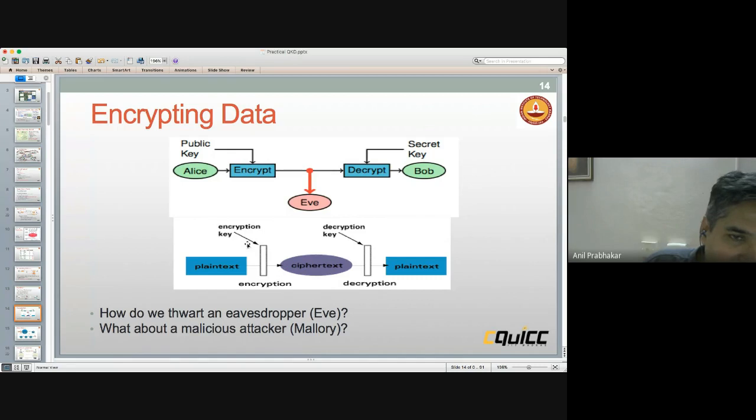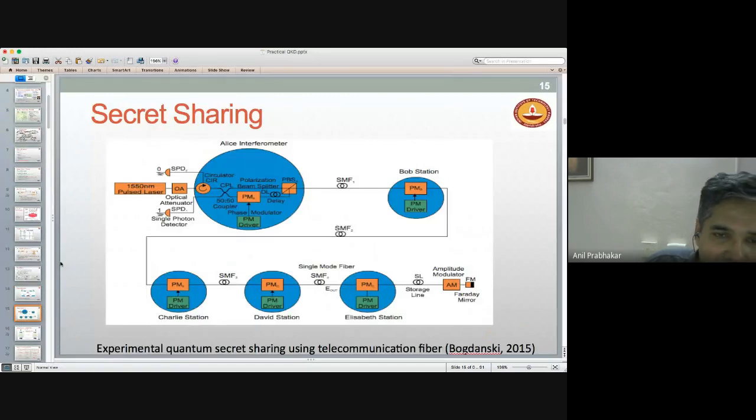This is just one example of quantum communications. It's the most basic example. It's not the only one. There are other ones. So this one is a more complicated one on secret sharing. It was proposed in 2015.